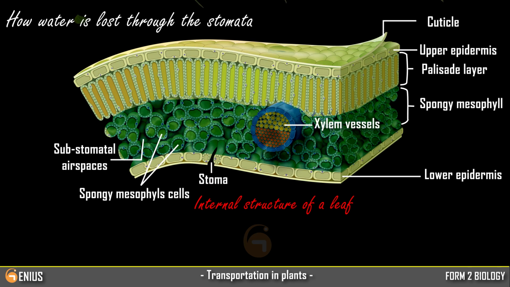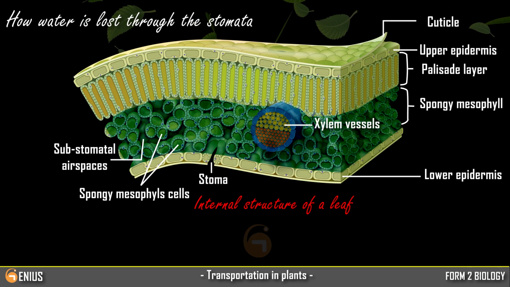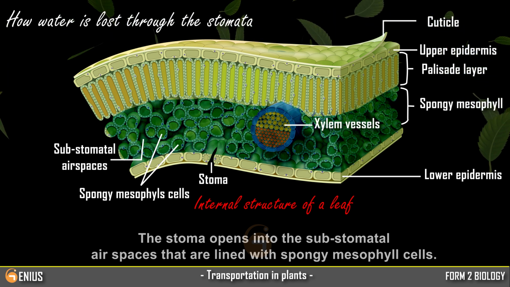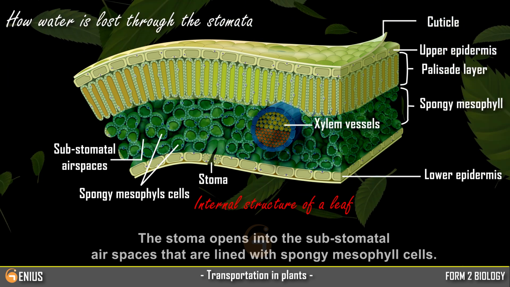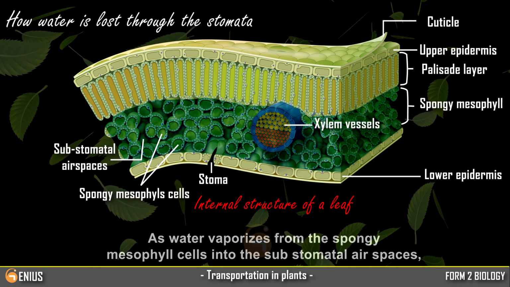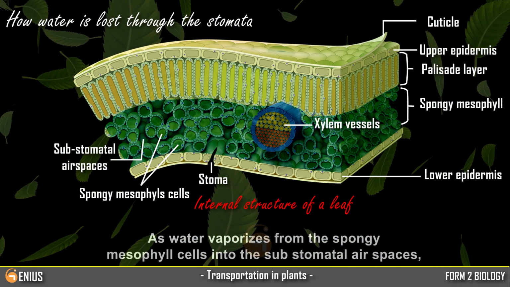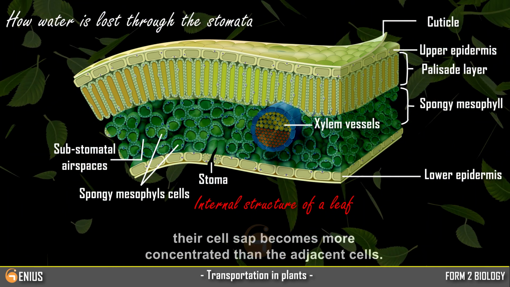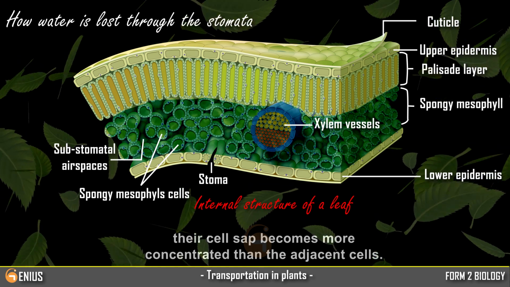How water is lost through the stomata. The stoma opens into the substomatal air spaces that are lined with spongy mesophyll cells. As water vaporizes from the spongy mesophyll cells into the substomatal air spaces, their cell sap becomes more concentrated than the adjacent cells.